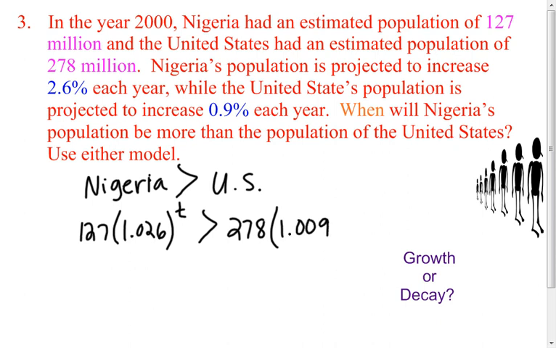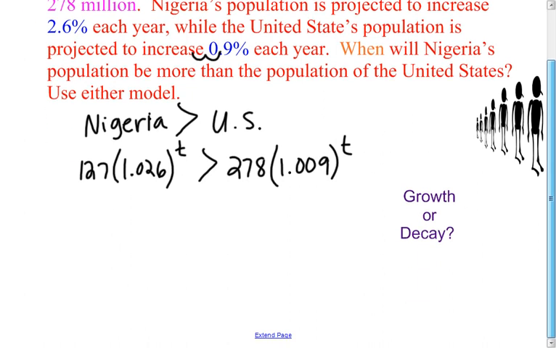And then the United States starts at 278 million, but it grows by 1.009. Again, 0.9%, if you move the decimal 2 places to the left, would be 0.009 to the t. Now, I have to solve for t, and that is not going to be too terribly fun here. Obviously, I cannot get these as powers of the same number, so what I need to do is take the log of both sides. That's what I'm going to start out by doing first.